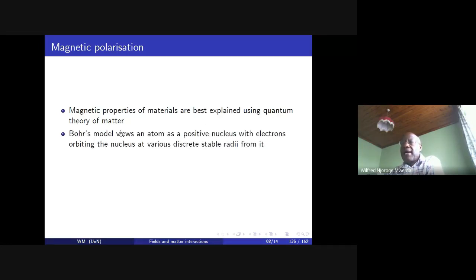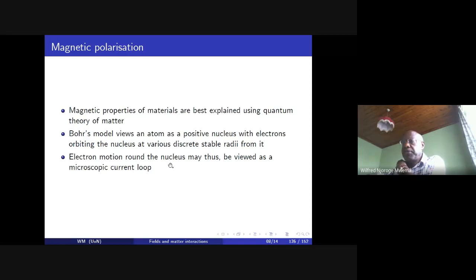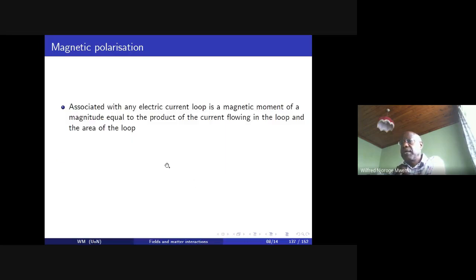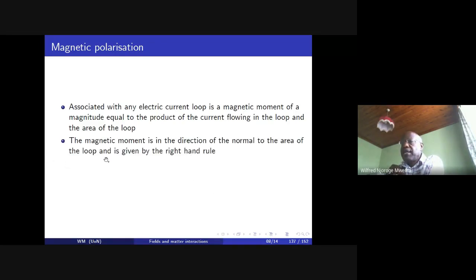And the Bohr model will usually view the atom as a positive nucleus with electrons orbiting the nucleus at various discrete and stable radii from it. So electron motion around the nucleus may then be viewed as a microscopic current loop. A current loop will always induce a magnetic moment of magnitude equal to the product of the current flowing in the loop multiplied by the area of that loop. And the magnetic moment will be in the direction normal to the area of the loop, and is therefore given by the right-hand rule.